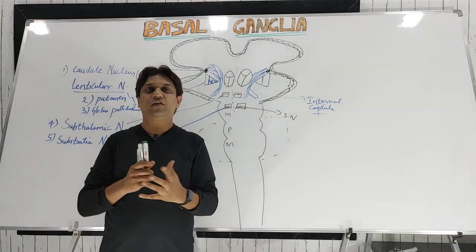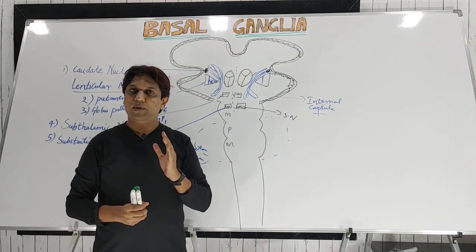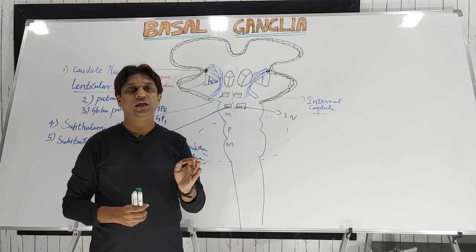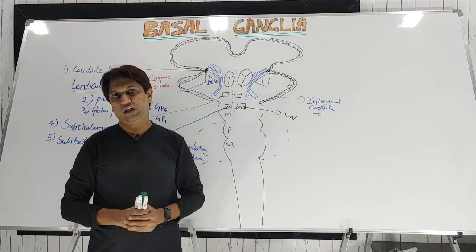Now, what is the function of this basal ganglia? Basal ganglia is mainly involved in maintaining the voluntary motor activity.